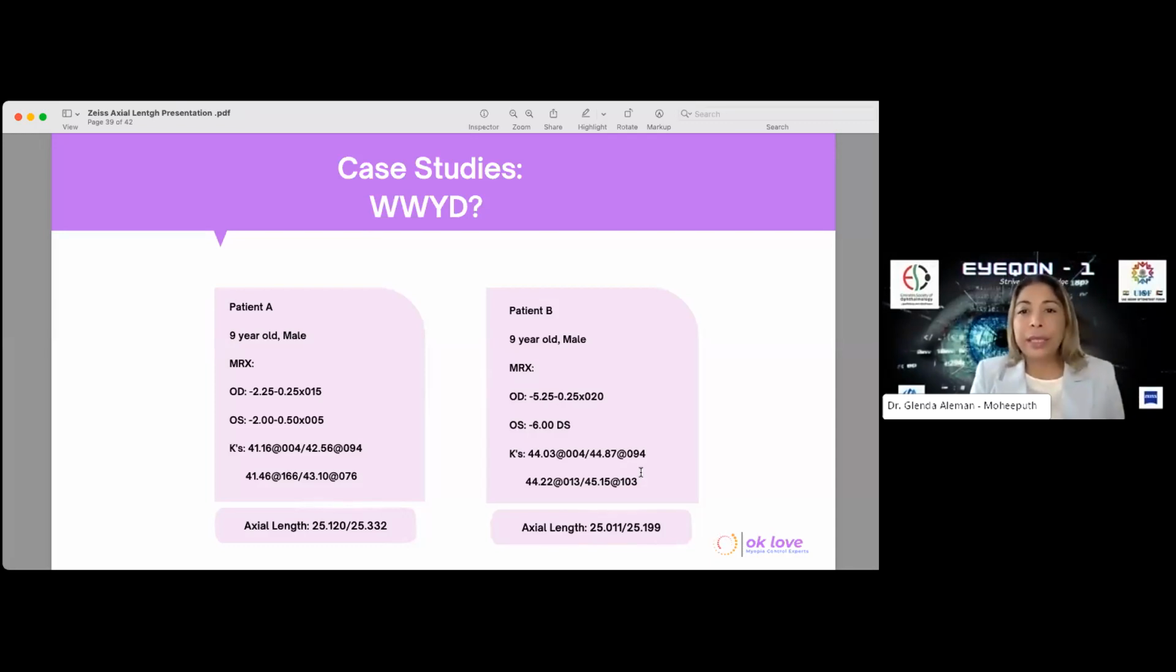So in this case, even though patient B has a higher error of myopia, you have to think, okay, is this more refractive myopia versus axial myopia? They have steeper corneas, which is also going to contribute to some of that myopic power. So that was the point of this slide.